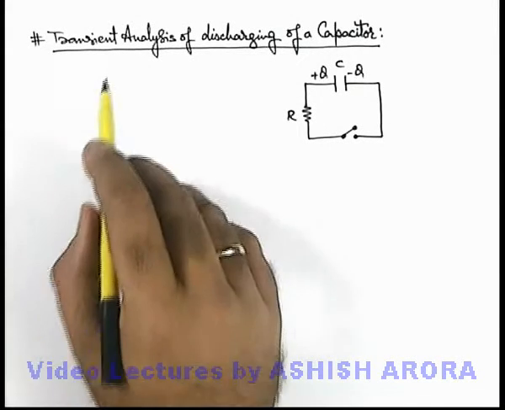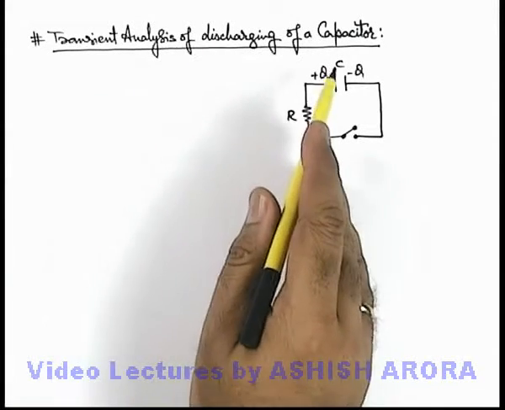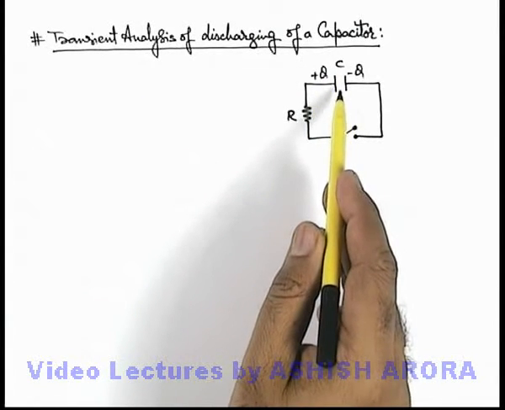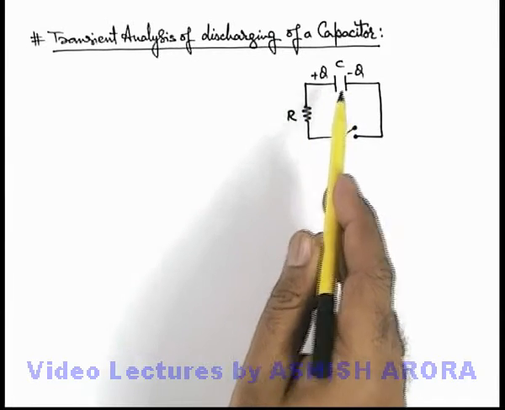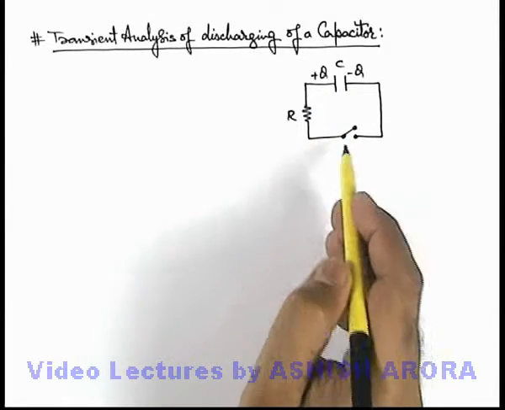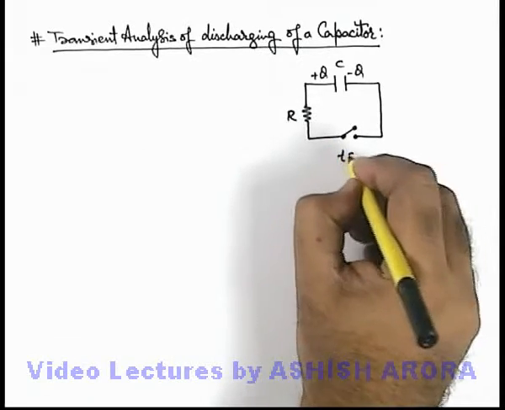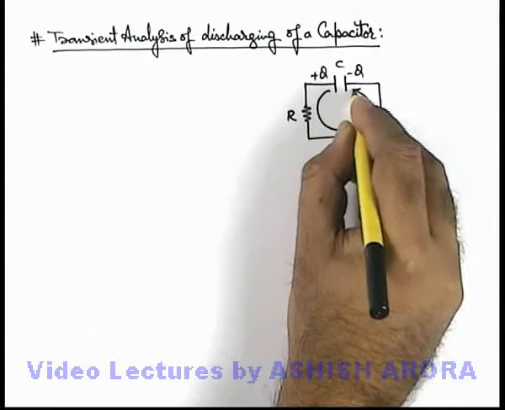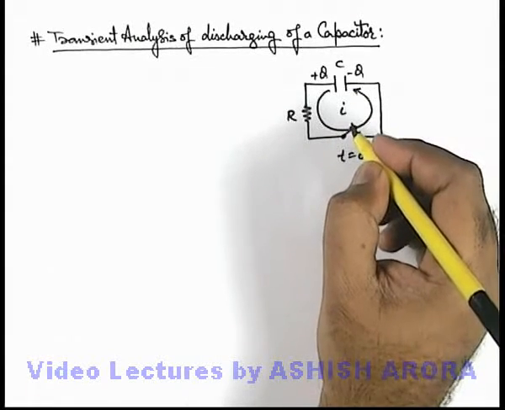Let us discuss the transient analysis of discharging of a capacitor. In the circuit shown here, you can see there is a capacitor with charges plus Q and minus Q on the plates. With the resistance, it is connected in the circuit via a switch. Say at t equal to 0, if we close the switch, we have discussed that the charge will discharge through the resistance and a current flows.